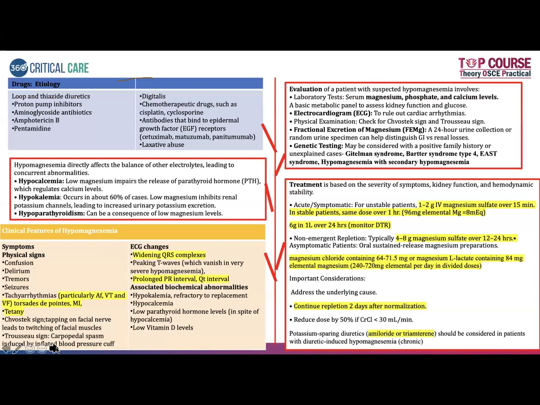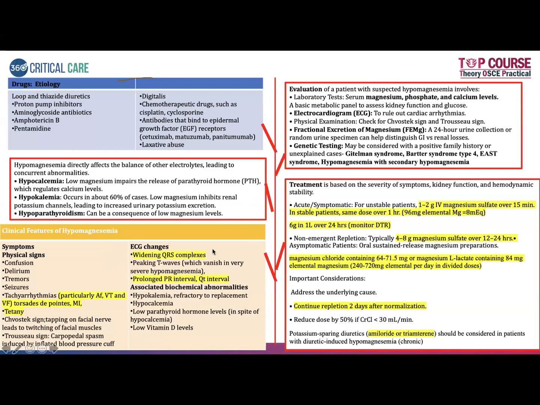A fractional excretion of magnesium of more than 2% denotes renal wasting. The drugs which can cause hypomagnesemia include proton pump inhibitors. You know that amphotericin B causes hypokalemia, also hypomagnesemia. Others are pentamidine, loop and thiazide diuretics, digitalis, chemotherapeutic drugs like cisplatin and cyclophosphamide, antibodies to EGF receptor blockers, laxatives, so all those things.